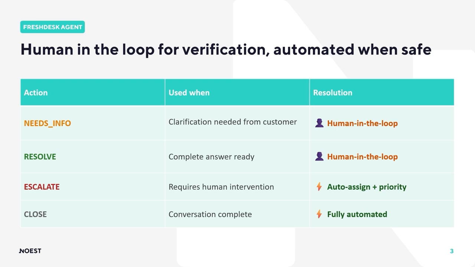When the agent determines that they're not able to answer the request because the agent doesn't have any permissions, for example, to update the system, then we can escalate it to the support team. That can be done automatically, so we can assign the right team and assign a priority. Or, for example, when the customer confirms that the ticket can be closed or sends a thank you note, then this is a very low risk operation, so we can close the ticket fully automatically. So the human in the loop provides us with a little bit more trust, control, and flexibility in the process.